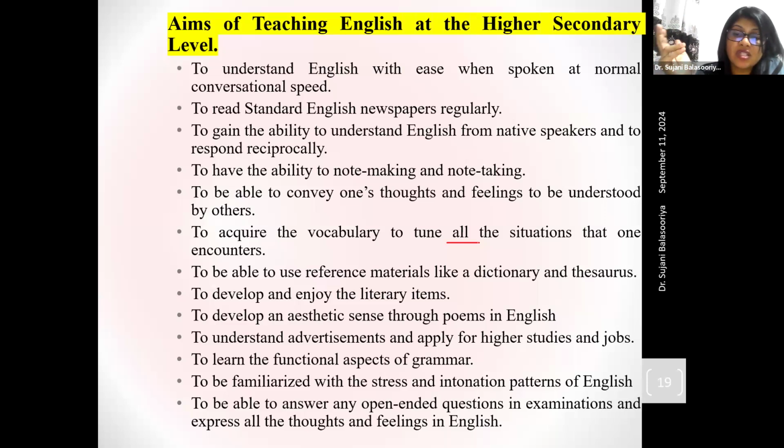Stress, intonation, rhythm, pitch, tone, all these are considered to be prosodic features, and the student should be very familiar with the distribution of stress and different intonation patterns in a sentence, of these things. And to be able to answer any open-ended questions in examinations and express all the thoughts and feelings in English.